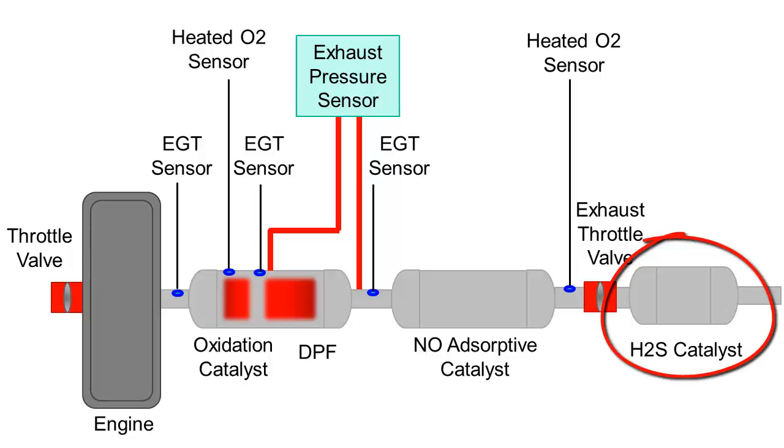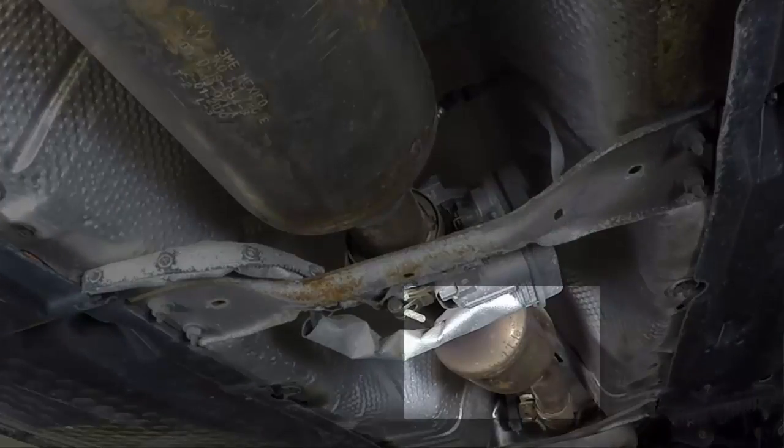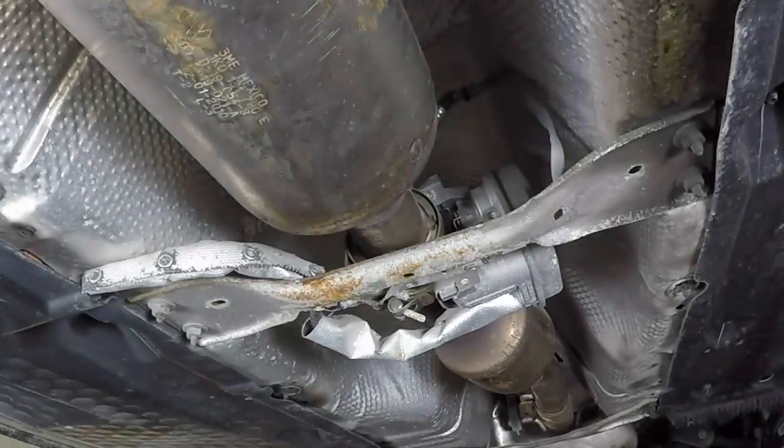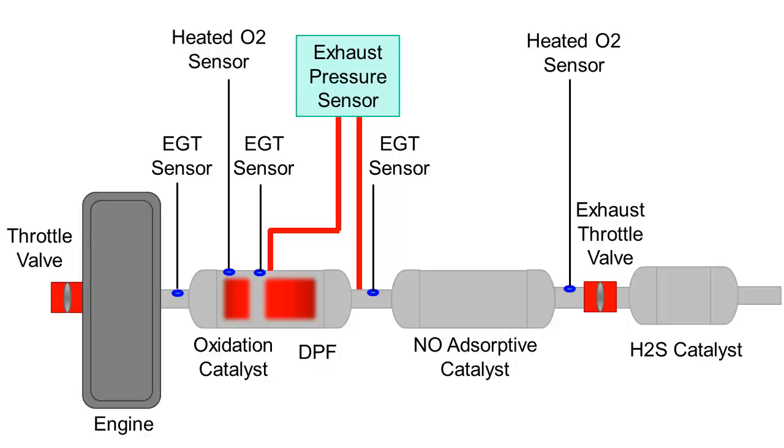The H2S or hydrogen sulfide converter is located downstream. Sulfur that naturally occurs in diesel fuel can cause a potential buildup of sulfate in the NO-adsorptive converter, so it goes through a regeneration called desox mode.